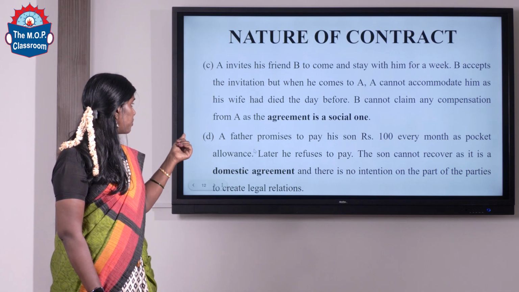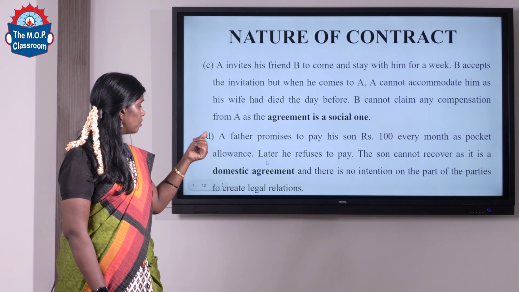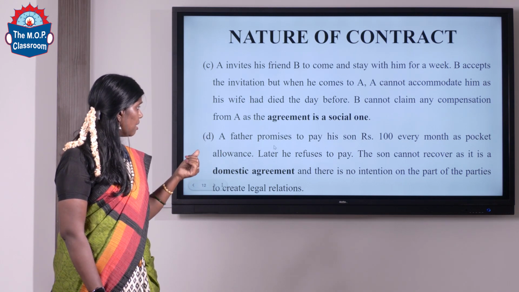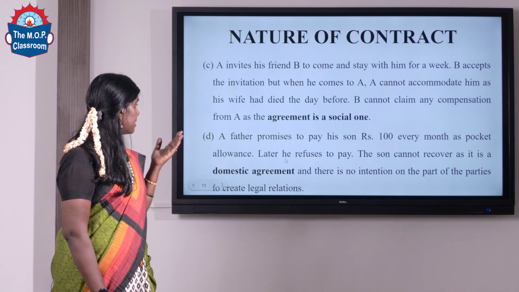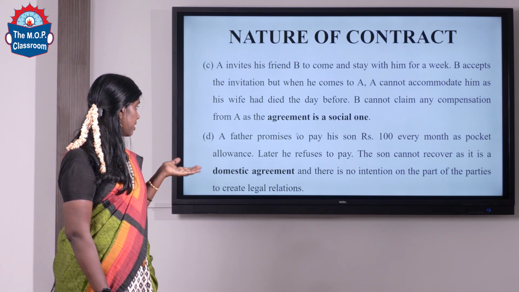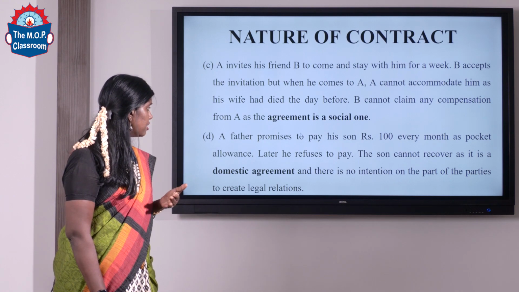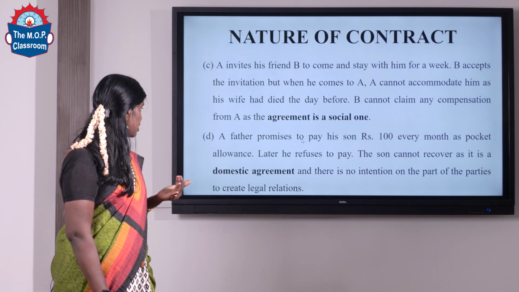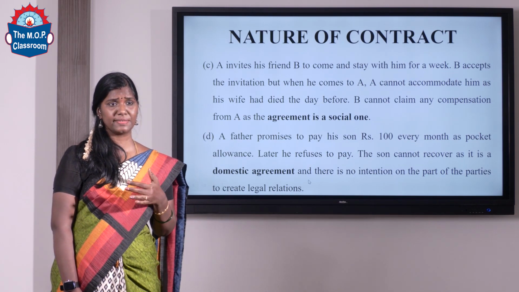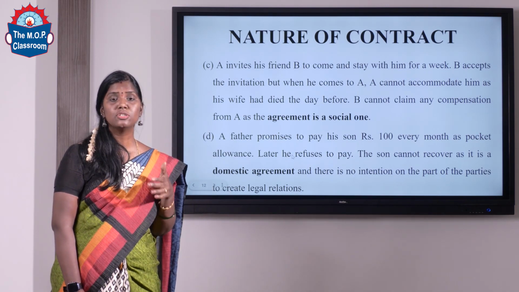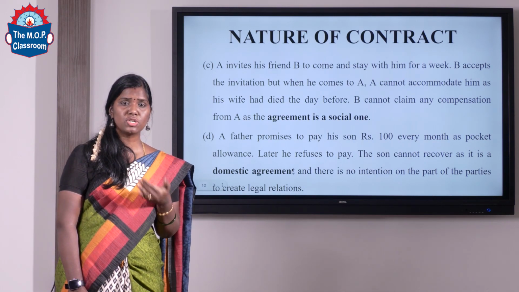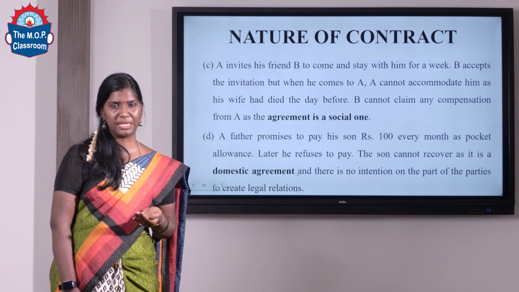A father promises to pay his son rupees 100 every month as pocket allowance. Later, he refuses to pay. The son cannot recover as it is a domestic agreement and there is no intention on the part of the parties to create legal relations. So these are the few examples which are given to tell you when an agreement is a contract and when it is a social agreement or a legal obligation.